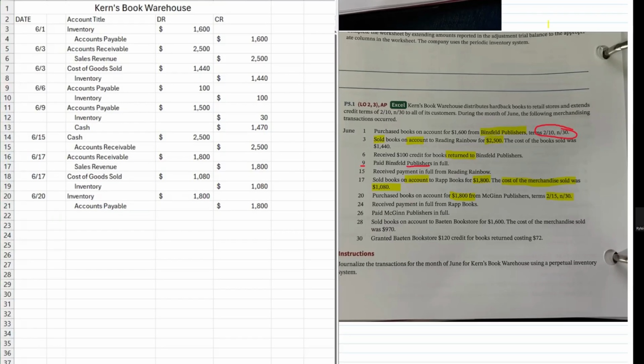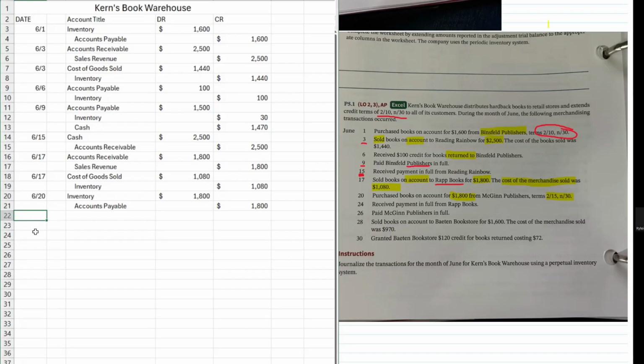Received payment in full from Wrap Books. So Wrap Books is this back here. So 2/10 net 30 is what we extend to all of our customers. Oh, by the way, Reading Rainbow didn't pay within that 10 days, because the 3rd to the 15th is not 10 days. So, received payment in full from Wrap Books, who paid on the 14th. They're still within that 10 days. So, they get a discount from a seller standpoint.